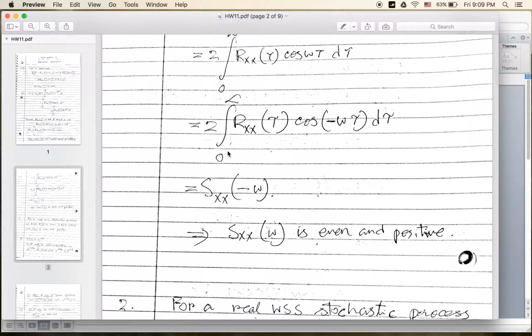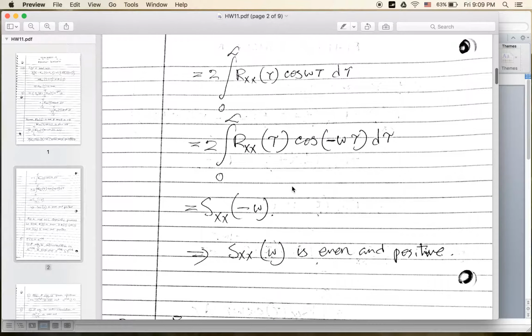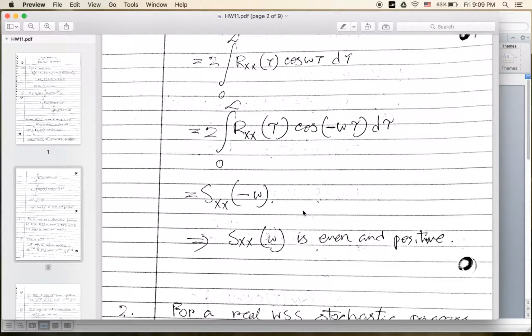Now we see that, as cos is an even function, we can also write it in terms of cos(minus omega tau). So if we write it in terms of minus omega, we can similarly write it as S_x(minus omega). So that means S_x(omega) equals S_x(minus omega), which proves that power spectral density is even and positive. So that's it for question 1.